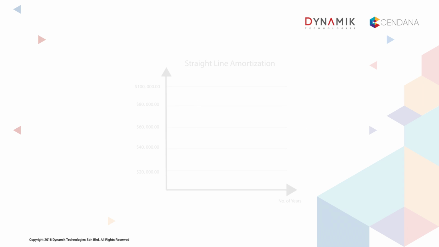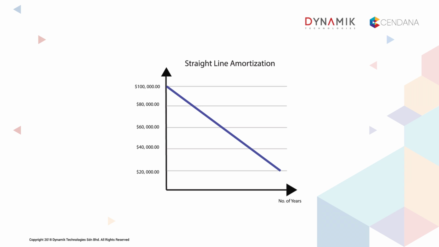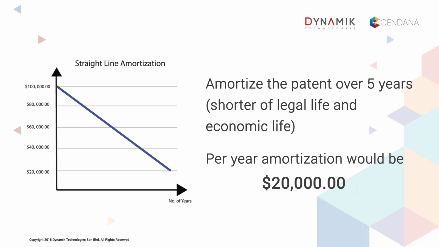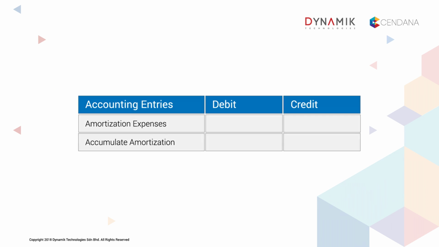The company uses the straight-line method of amortization. The company is required to amortize the patent over 5 years, which is the shorter of legal life and economic life, and hence per year amortization would be $20,000. The accounting entries are as follows. Debit the amortization expense for $20,000 and credit the accumulated amortization for the same amount. This is an asset transaction.